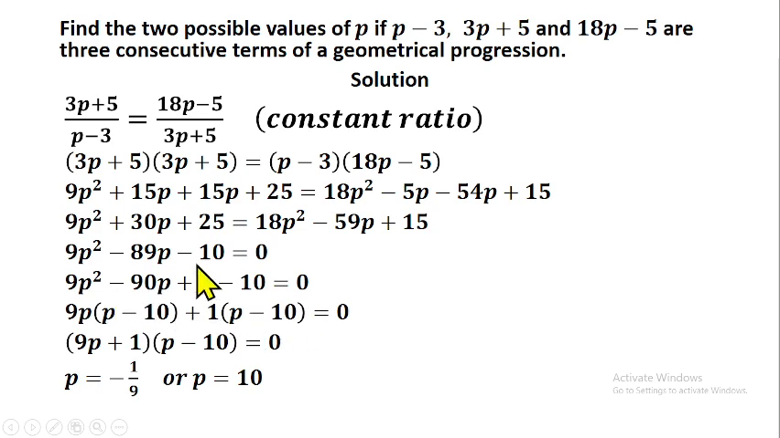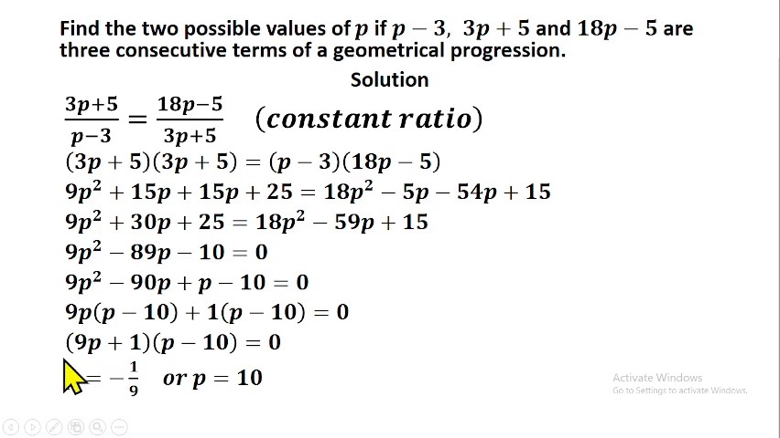So that means you'll be having 9p squared minus 90p plus p, which is representing 1, minus 10 equals to 0. Factorize. 9p is common, you have 9p into p minus 10. What is common here? Plus 1 is common into p minus 10 equals to 0. You know that the brackets are meant to be equal. Then bring this and this together. You have 9p plus 1 into p minus 10 equals to 0. Then from there you can solve for the value of your p.